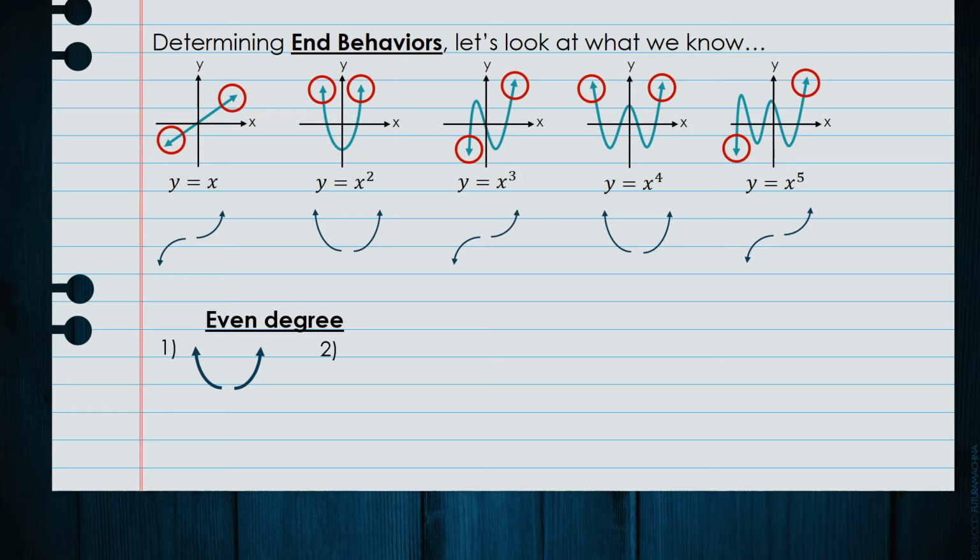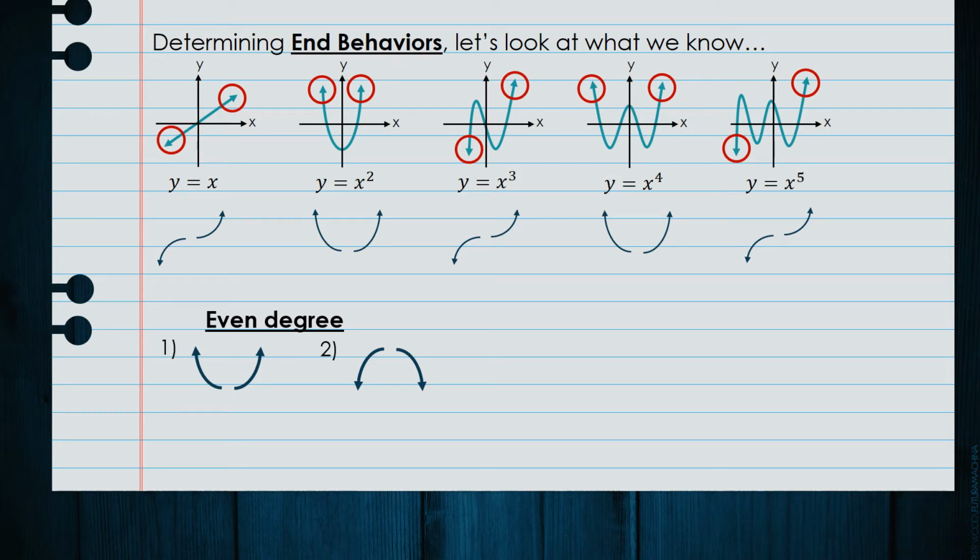Could this graph potentially face down? And the answer is yes. If our leading coefficient had been a negative, it would make it flip or reflect across the x-axis, so then they would both be facing down.